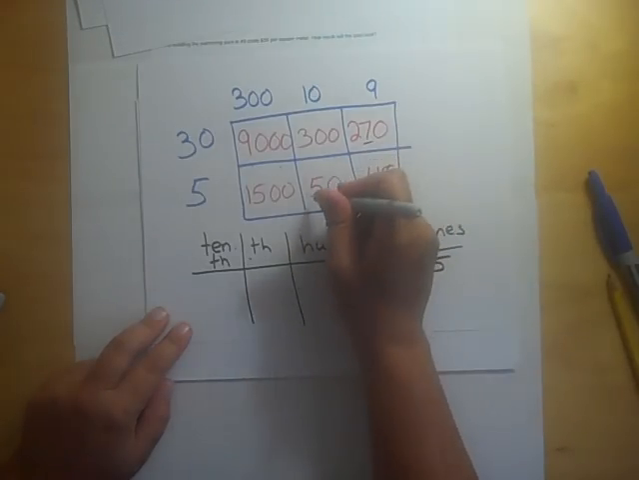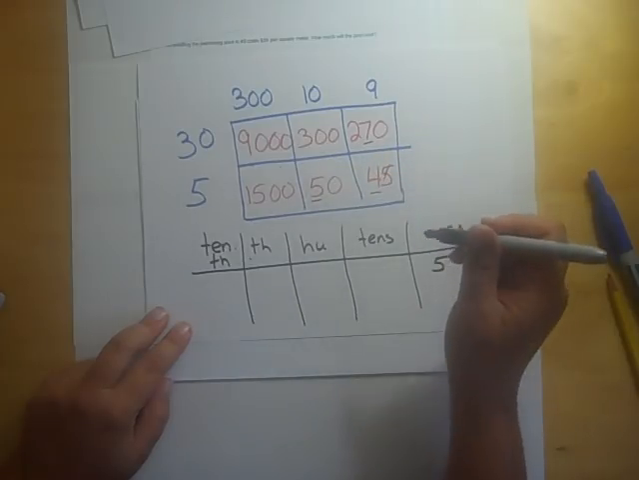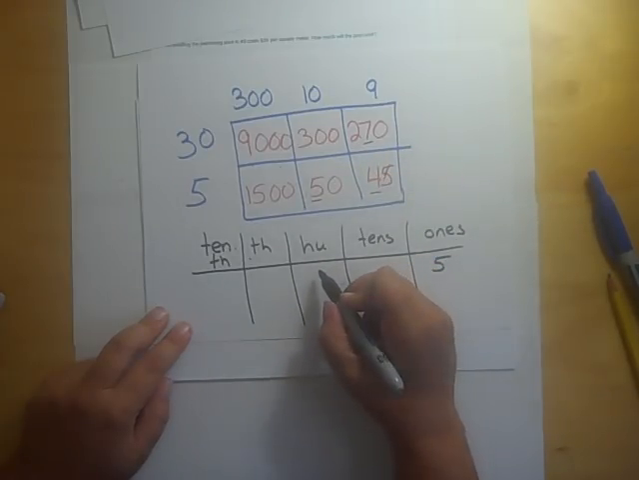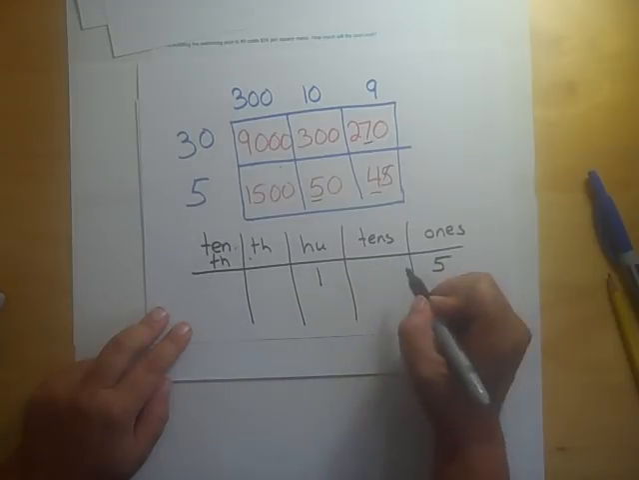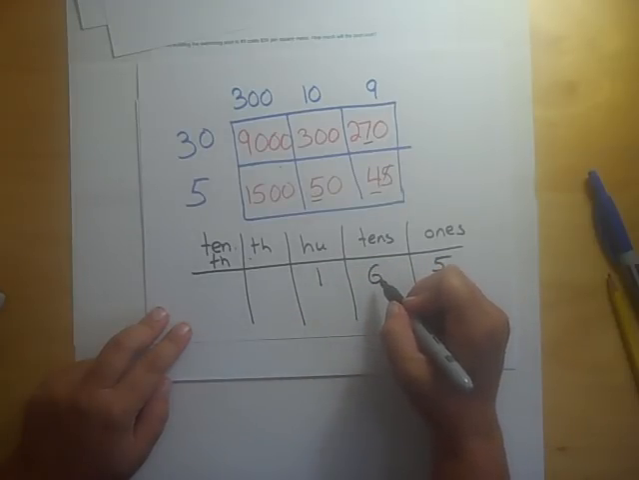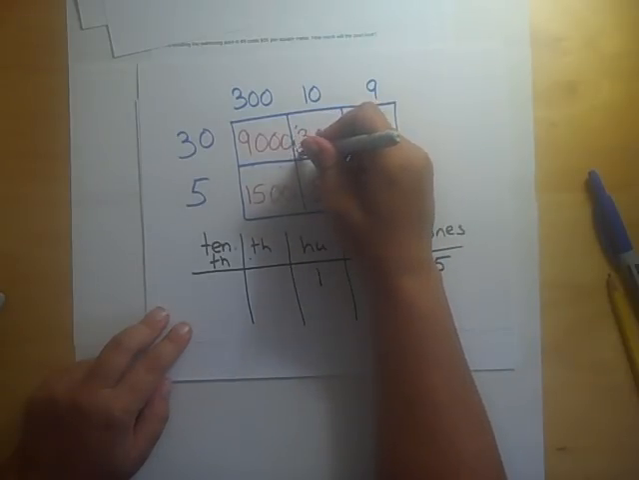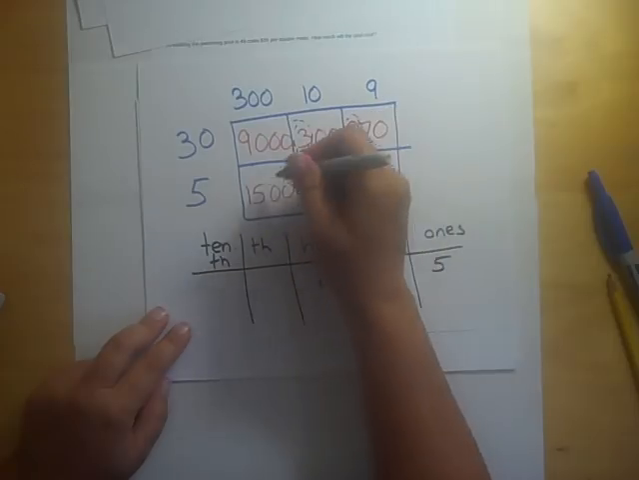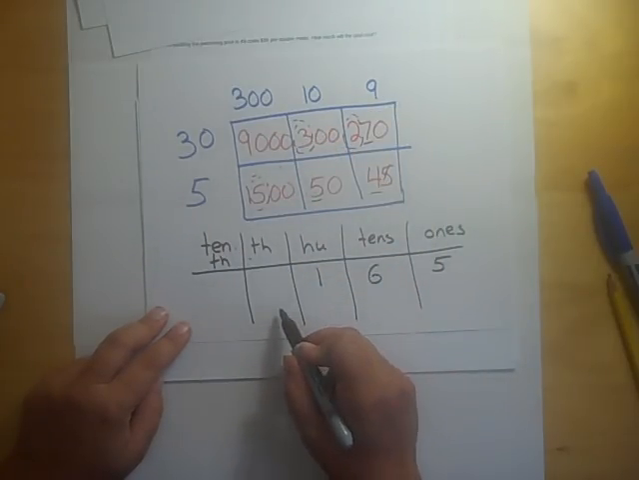I'm going to underline all my tens. 7 plus 4 is 11, plus 5 is 16. So I'm going to write that 16 so it ends in the tens place. Then what about 100s? 2 plus 3 is 5. So 5 plus 5 more is 10. So I want to write that 10 so it ends in the hundreds place.